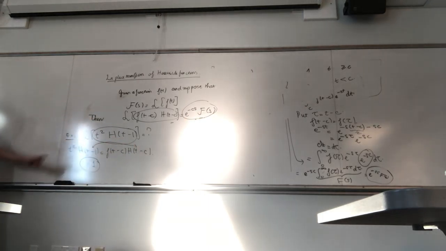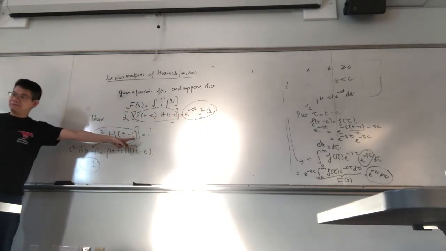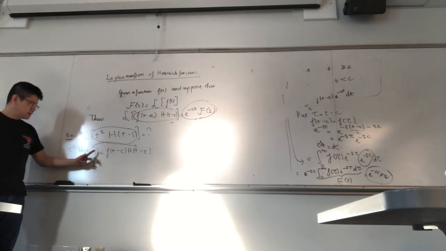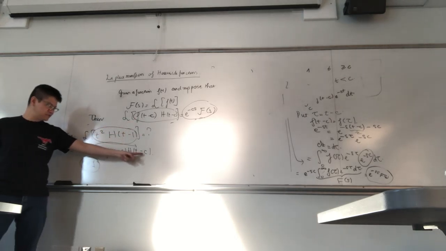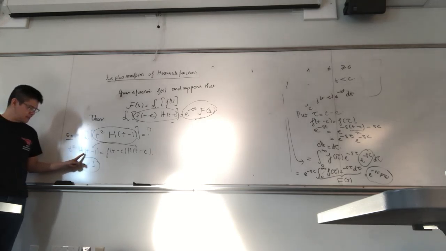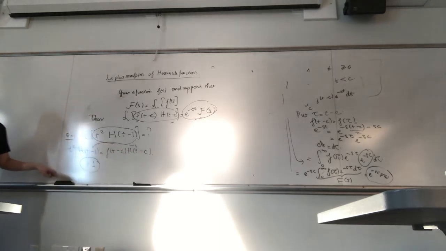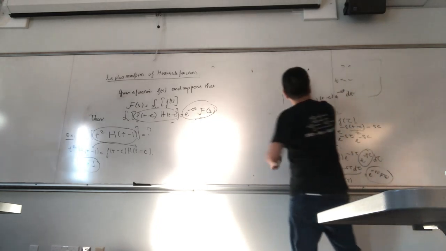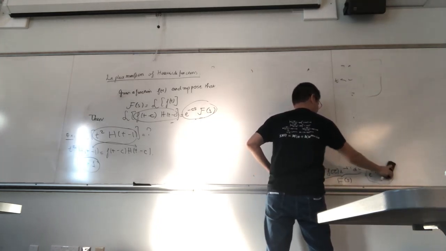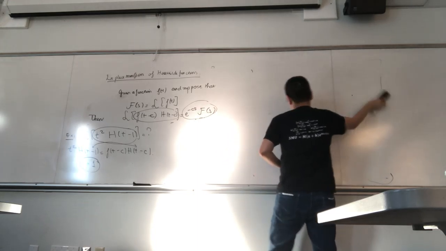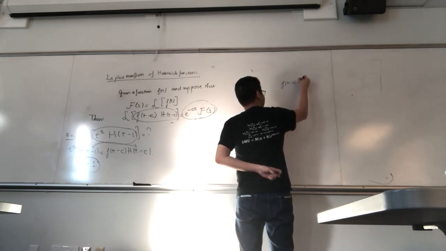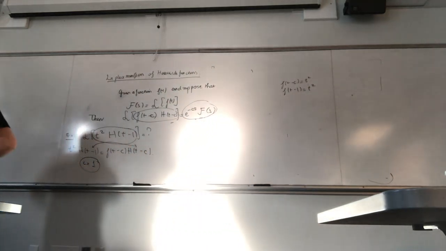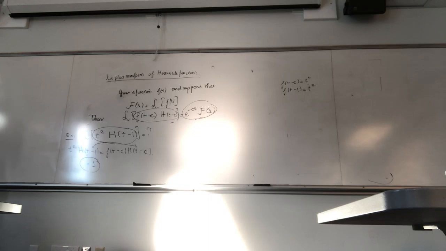I explain again. I want to use this formula to compute this Laplace transform. So in this case, I have to identify this function with this function, so I have to identify what is c. So you see that here I have the Heaviside h of t minus 1, and here I have Heaviside h of t minus c, which means that c has to be 1, right? And then what is f? f of t minus c has to be t squared, which means that f of t minus 1 has to be t squared. So what is f?